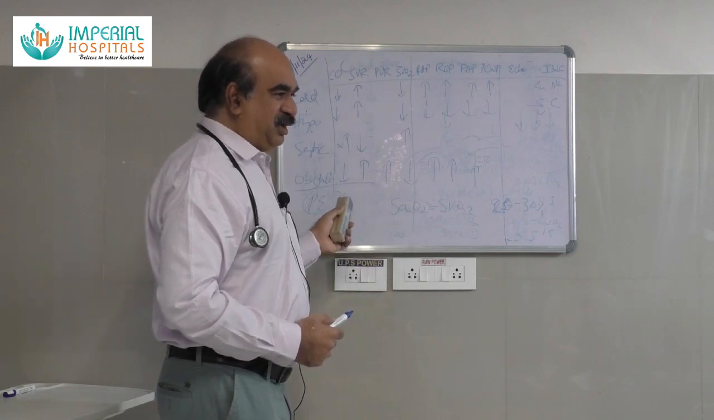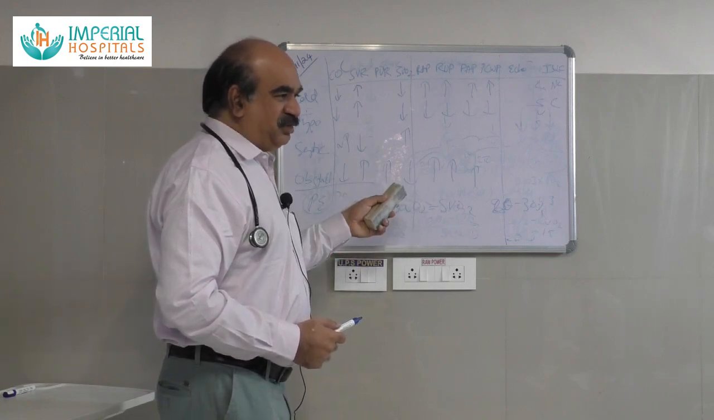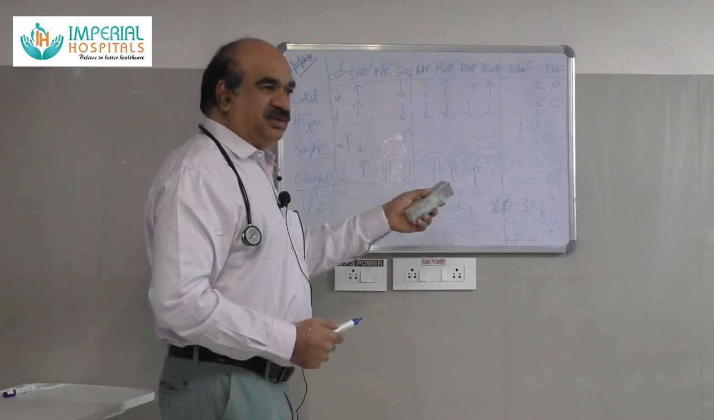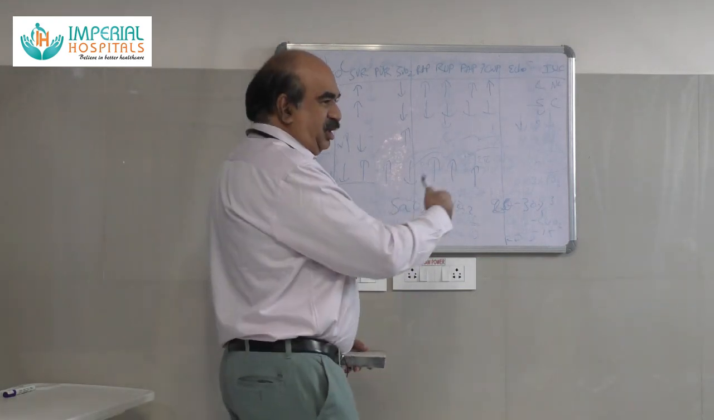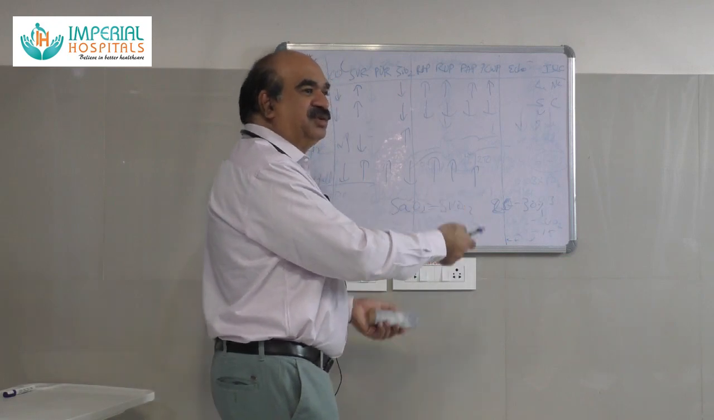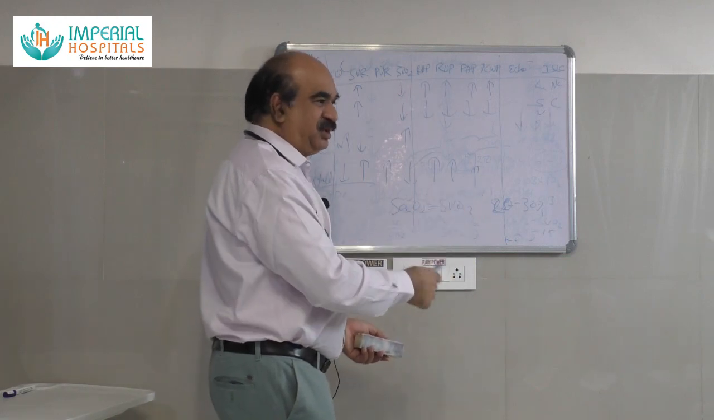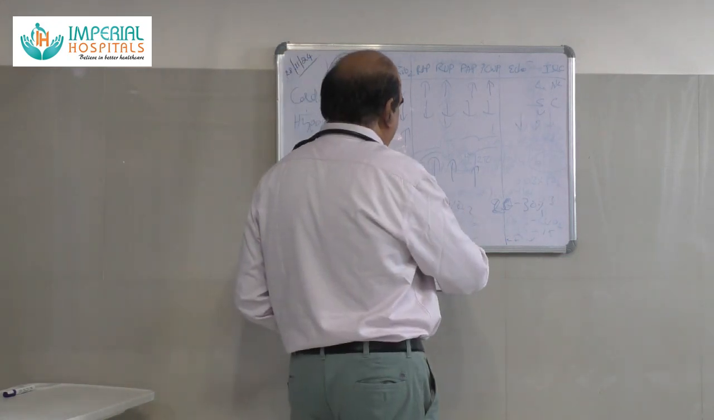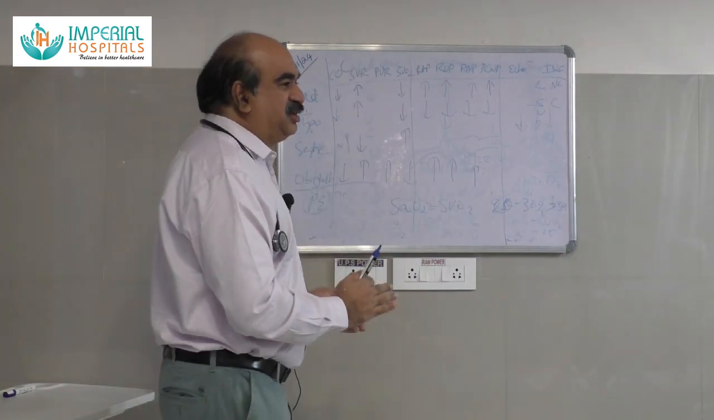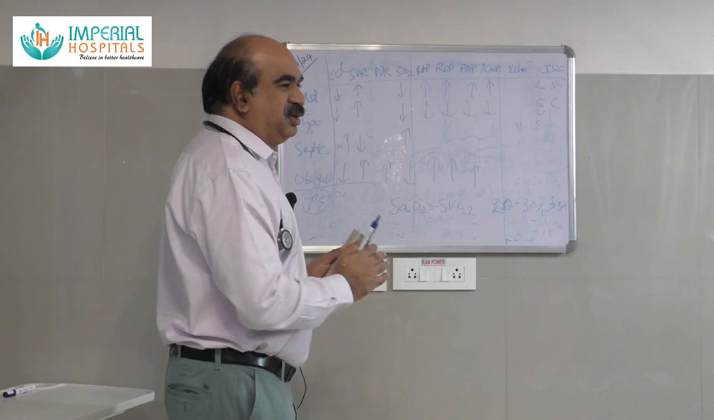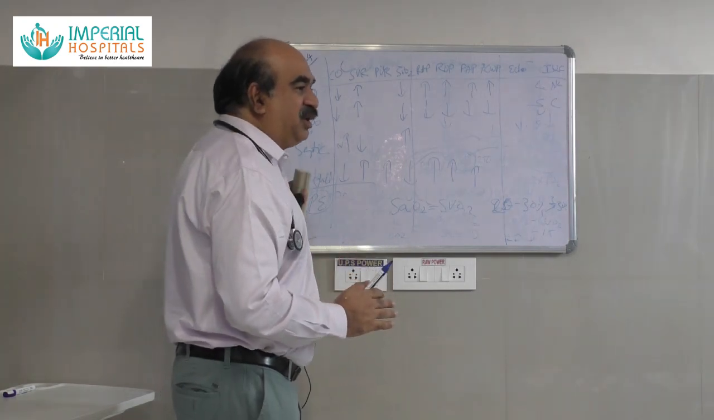SaO2 will be maintained normal. Uptake of oxygen by tissues is more. Then SVO2 decreases. Then what happens to the difference? The difference increases. From a normal SVO2 of 73, it decreases to 65, 60. So the difference increases. So if SaO2 minus SVO2 is more than 30%, it means that oxygen uptake by the tissues is more. It means that delivery of oxygen is low.